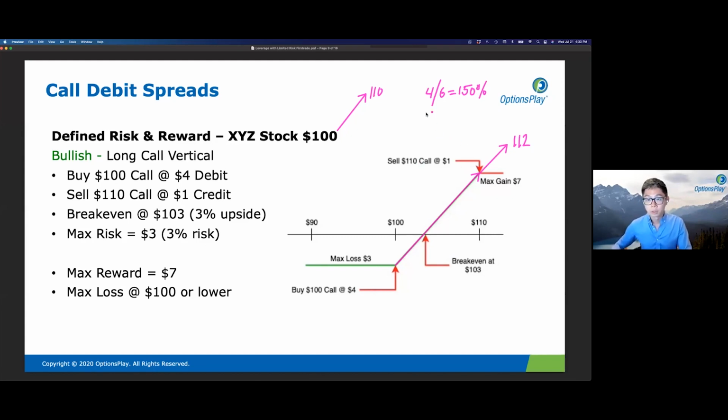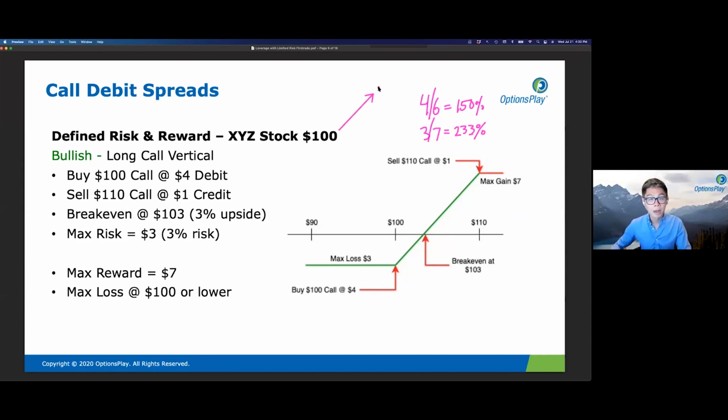And Susan's the first to answer that correctly. It's $7, right? So before I risked 4 to make 6. Now what I'm risking is 3 to make 7. That doesn't sound like a big difference, but as you can see, before that was a 150% return on my capital. But when I'm able to risk 3 to make 7, that turns into a 233% return on my capital.